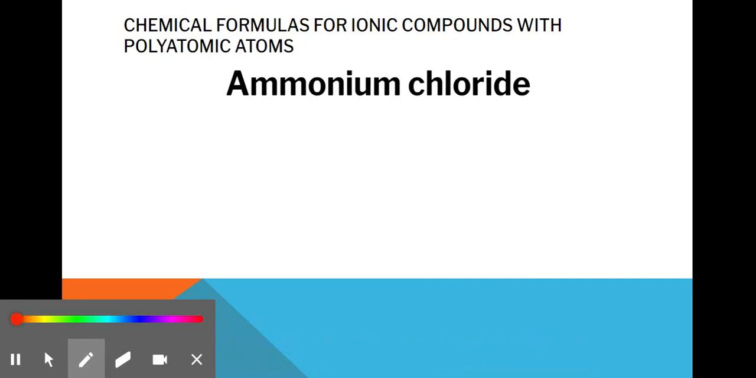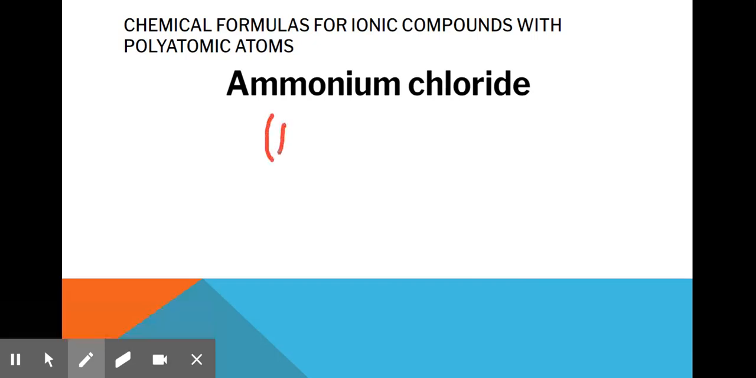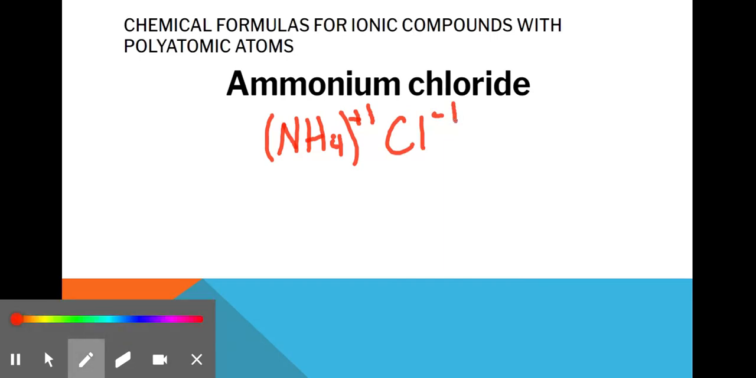Let's do another one. Ammonium chloride. Look up ammonium on your common ions table on the back of your periodic table, and you'll find that it is NH4. That goes in parentheses. The charge is +1. That goes outside of the parentheses. And then use your periodic table to find the charge on chlorine. It's in group 17, which means it has a charge of -1.